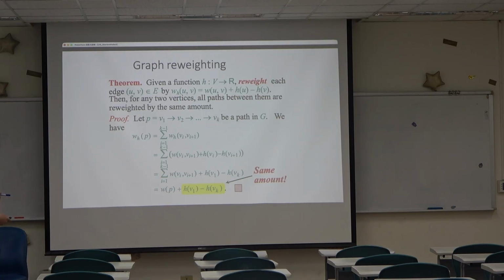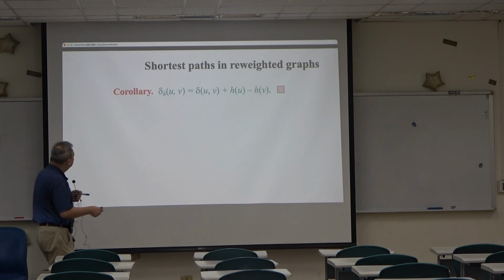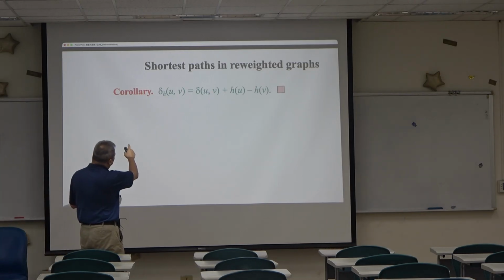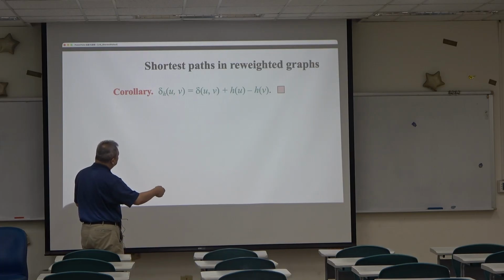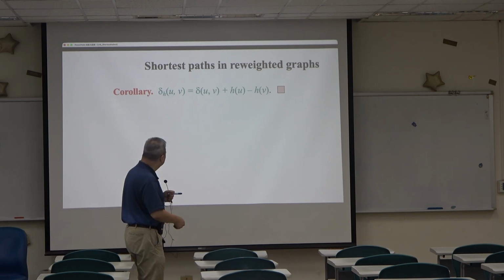We established this theorem already, as we discussed in the last lecture. The shortest path from U to V after reweighting will be the previous weighted path from U to V, plus h(U) minus h(V). This is true for every pair of U and V.